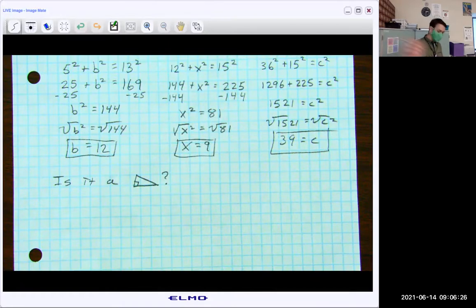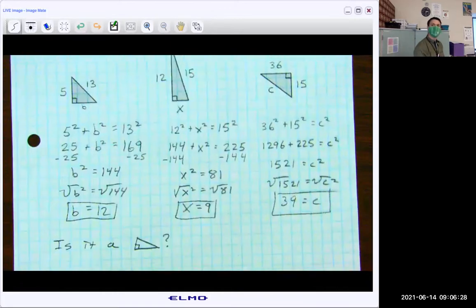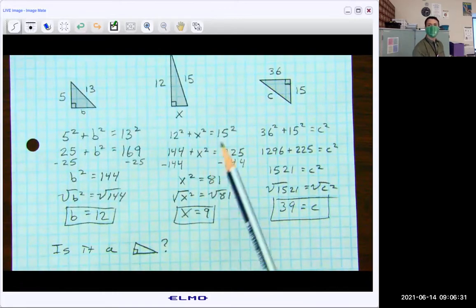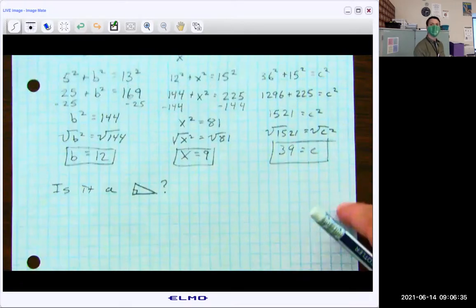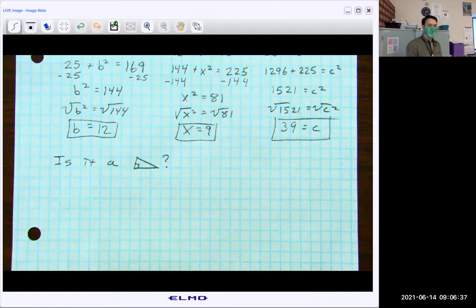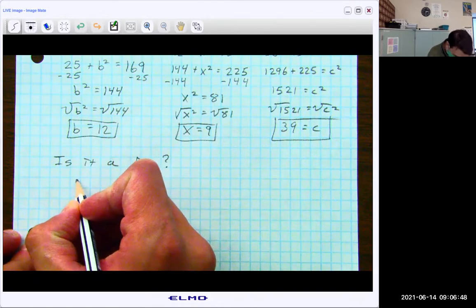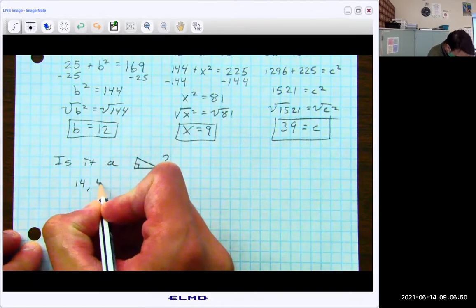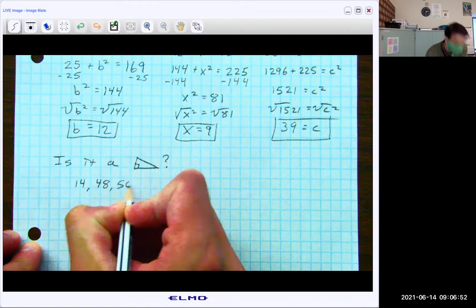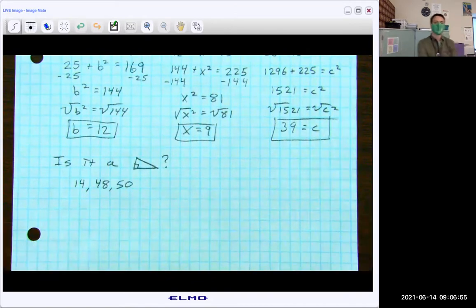Your homework's going to look like this. One part, you're going to have to find the missing side length, just like we did here. And the other part is going to be figuring out if what we're talking about is a right triangle, because right triangles always follow the theorem. So let's say I said that there was a triangle and it had side lengths of 14, 48, and 50. We need to figure out, is that going to make the right triangle?